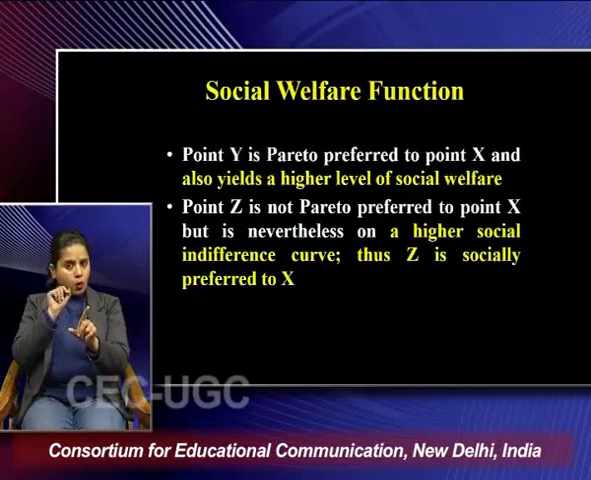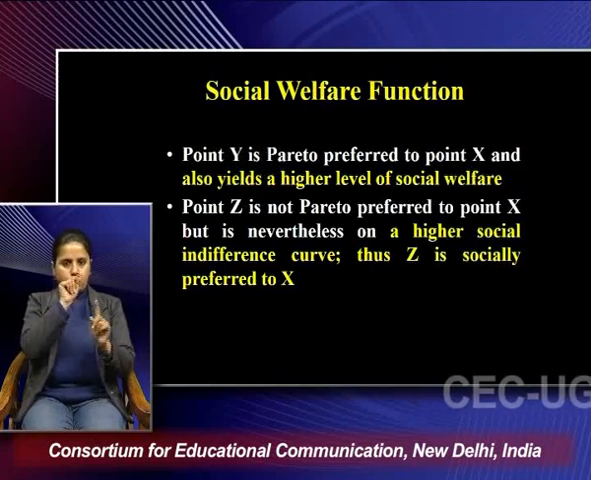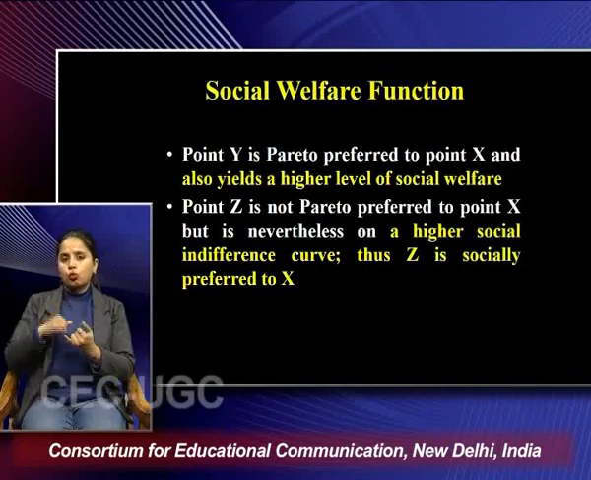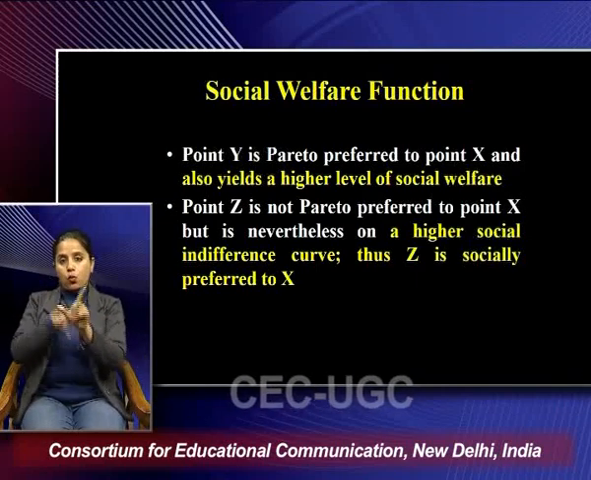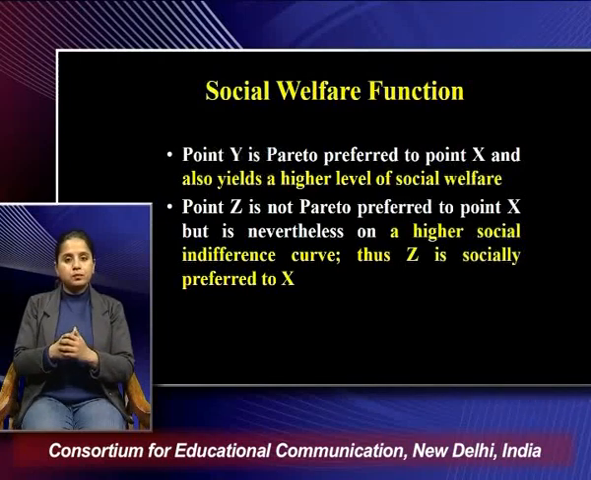Now, the important point to notice in this graph is point Y. Let's pick up two points, X and Y. X corresponds to the social welfare W naught, while Y corresponds to the social welfare, as you can see, W1. So it's very evident that X belongs to a lower level of social welfare, and Y belongs to a higher level of social welfare.